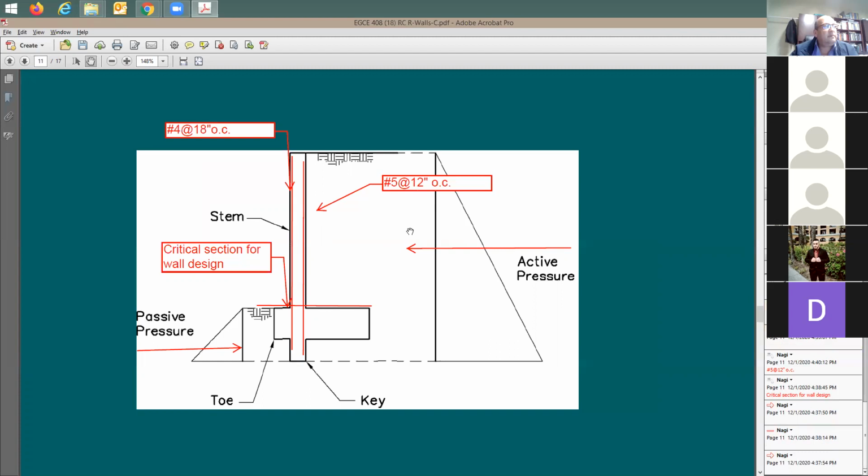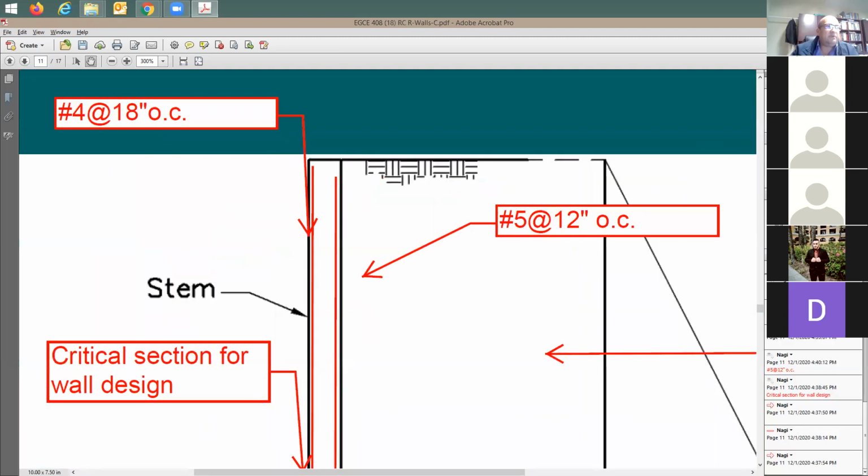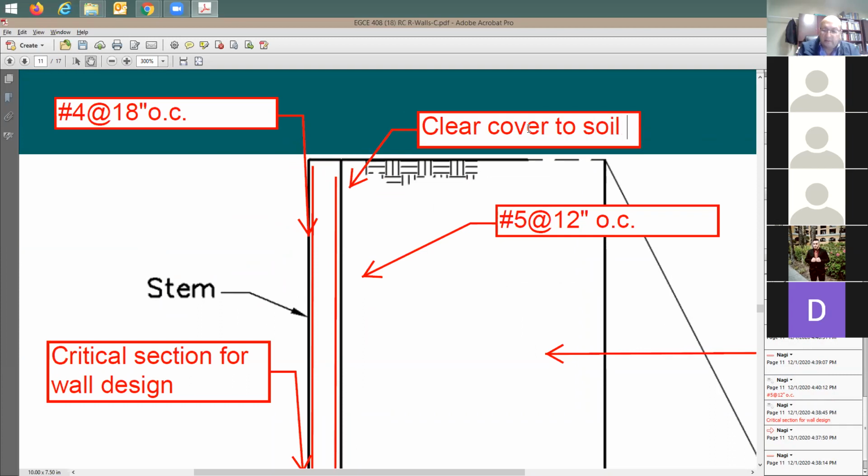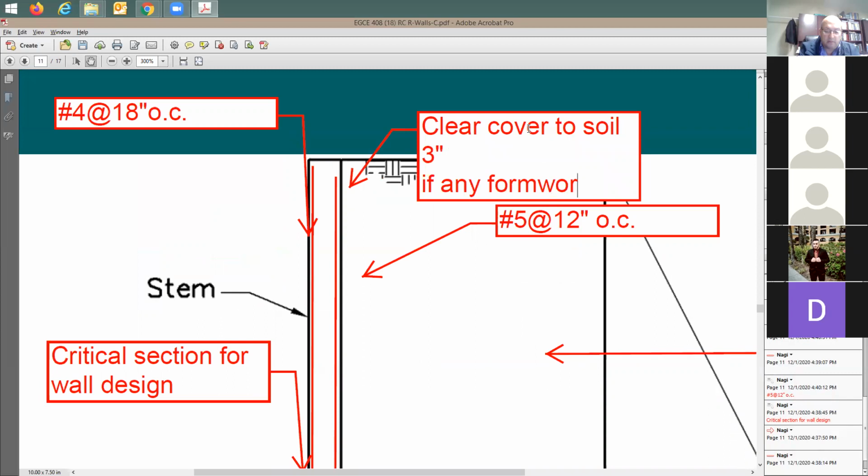Professor, what kind of clear covers do these retaining walls need? The minimum clear cover, once you have it against the soil, is going to be 3 inches. So on this side, it's going to be 3 inches. Clear cover to soil is going to be 3 inches if you have it formed to the soil. If any formwork is used, I'm going to go here with 2 inches.